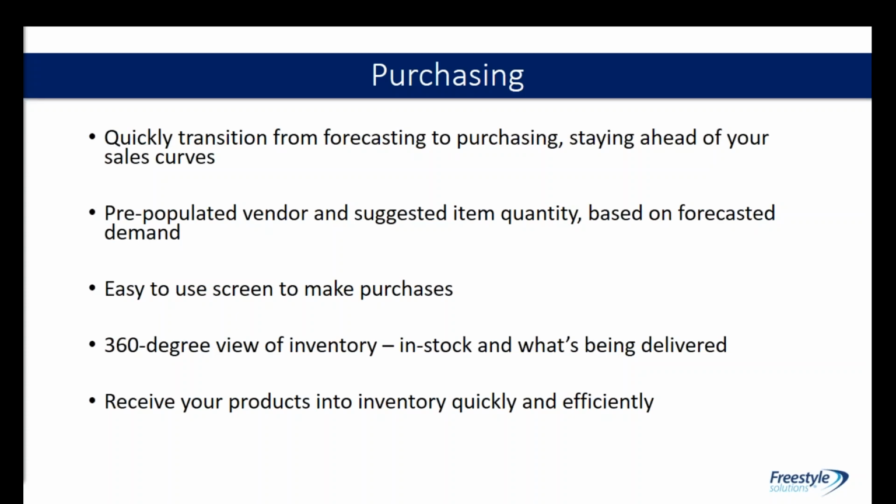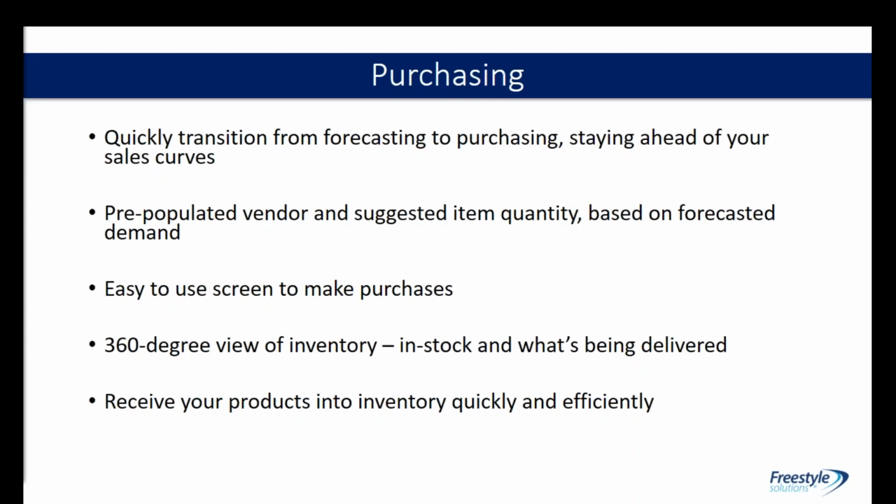You have the ability to see your pre-populated vendor and suggested item quantity based on forecasted demand. That also takes into consideration anything that is available, your low levels if you have them set in the system with Multichannel Order Manager, and also takes a look at back orders. So it can give you all that level of detail to make sure you're making the accurate purchase of the inventory you need replenished back in your warehouse. Easy to use screen to make purchases. Ian will show you that.